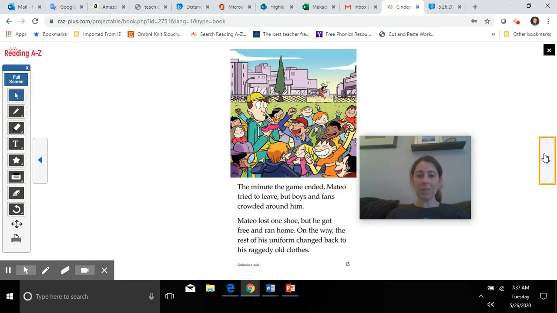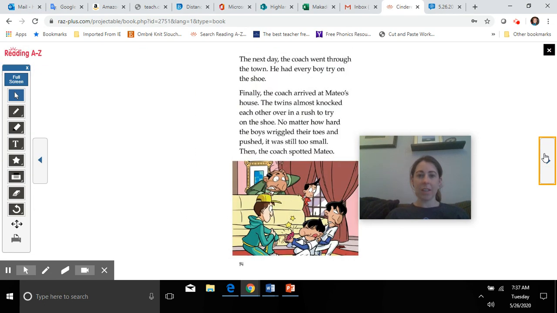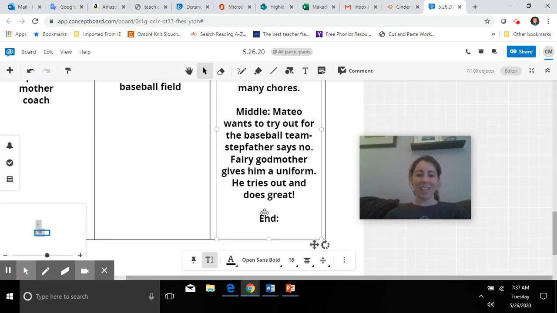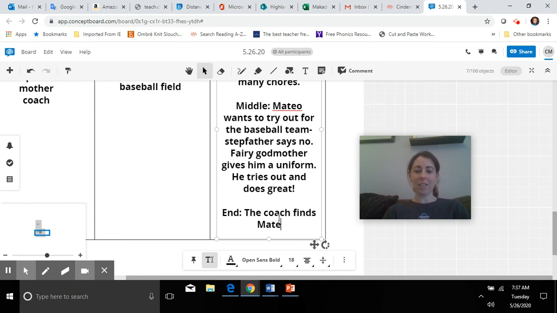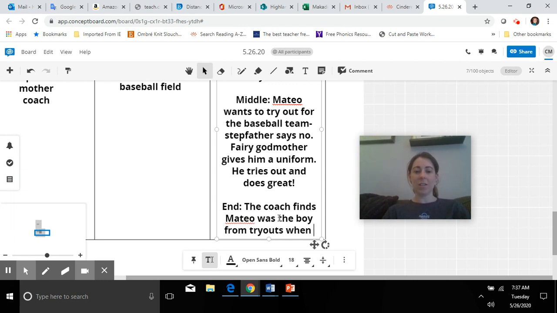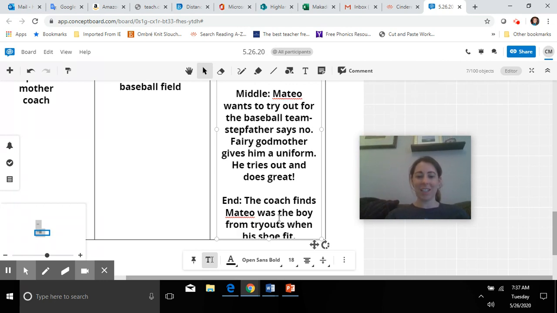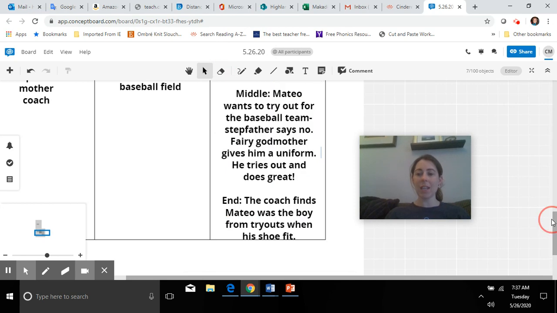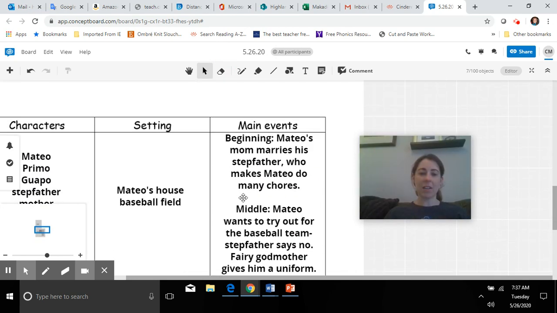And what happened at the end of the story? The coach finds him when, what happened? The coach finds Mateo was the boy from tryouts when his shoe fit. Very good. So we now know what happened at the beginning, the middle, and at the end of the story.